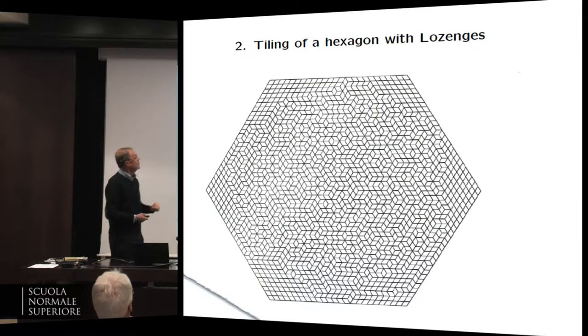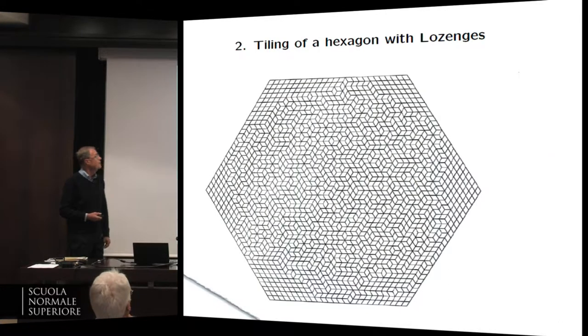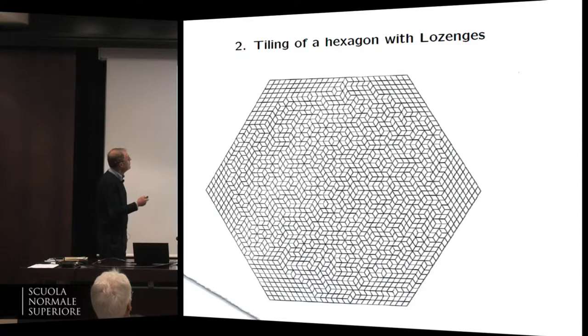Now, what I really want to talk about is hexagon with lozenges. So you see, this is a lozenge which is tilted to the right. This is a lozenge tilted to the left, and then you have lozenges here which are sort of straight up. Where are they?